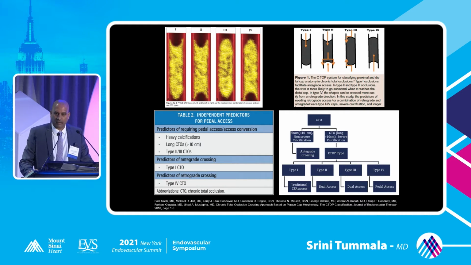Obviously, if you look on the top left image, the type 1 CTO was the most common, and you're more likely to be successful in an antegrade fashion. I think it makes sense when you look at the morphology of that cap that at least you'll start your CTO in an intraluminal fashion. Where you end up is obviously a different question. So this was kind of the next stepping stone in terms of algorithms for crossing FemPop CTOs.